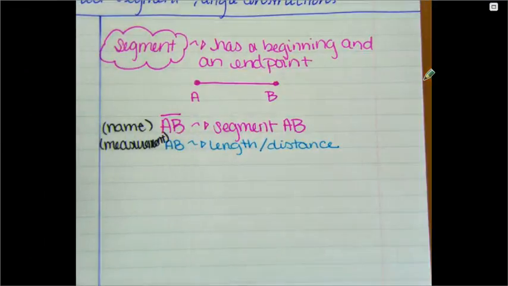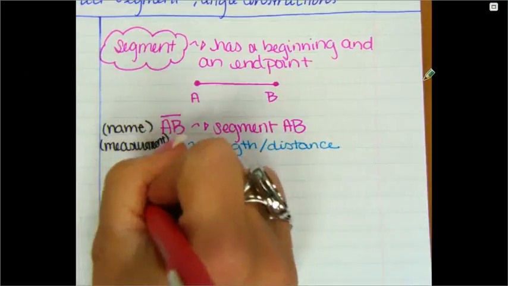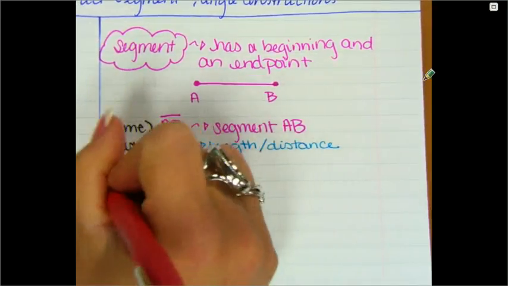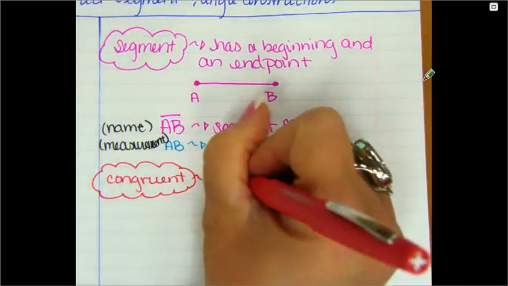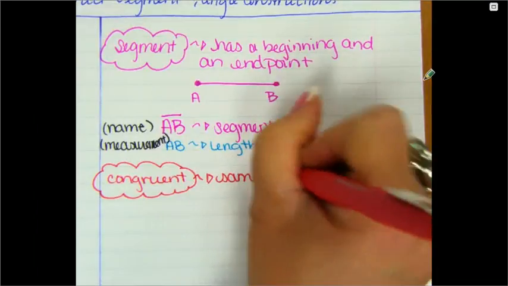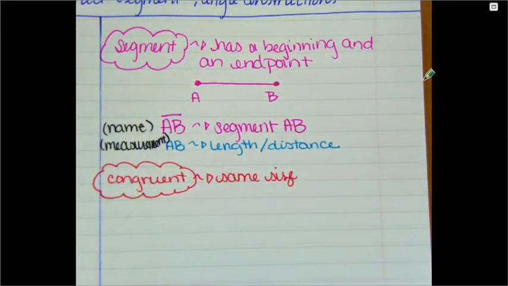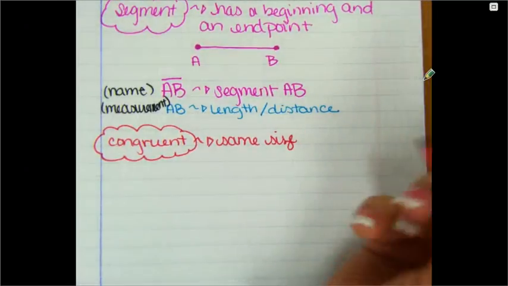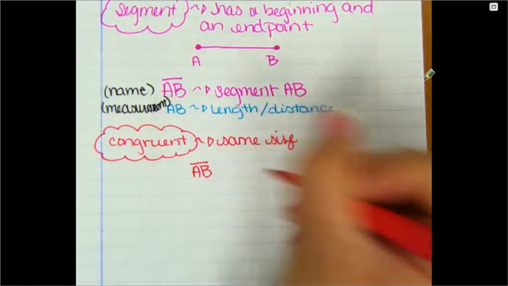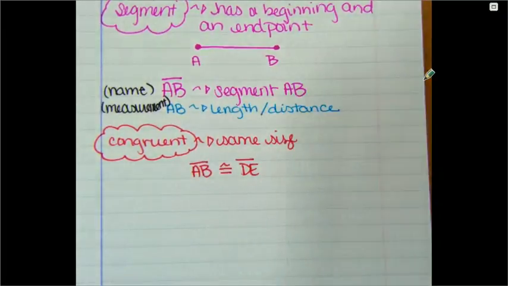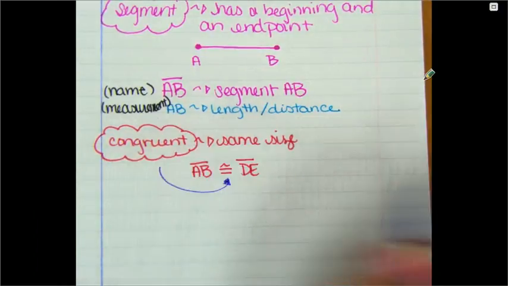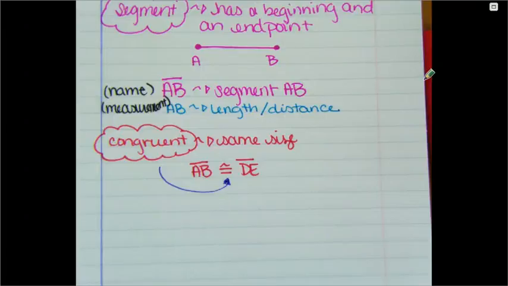We're going to talk about another couple words, like the word congruent. How many of you have heard the word congruent? Good. What does it mean? Anyone know? It's the same size. So if we're talking segments, we would say that segment AB is congruent to segment DE. Congruent sign is right here. It's like a squiggle and an equal sign. Okay.